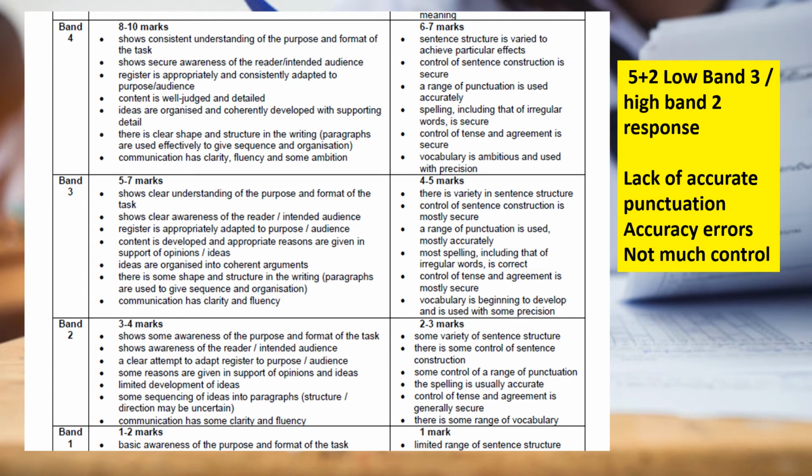Well, if we look back at the mark scheme now, you'll see a 7 gives them a high band 2 response. So that would put it round about a bottom end of a grade 4, more or less. It has lack of accurate punctuation, accuracy errors throughout, and not much control of its sentence structure or its paragraphing.